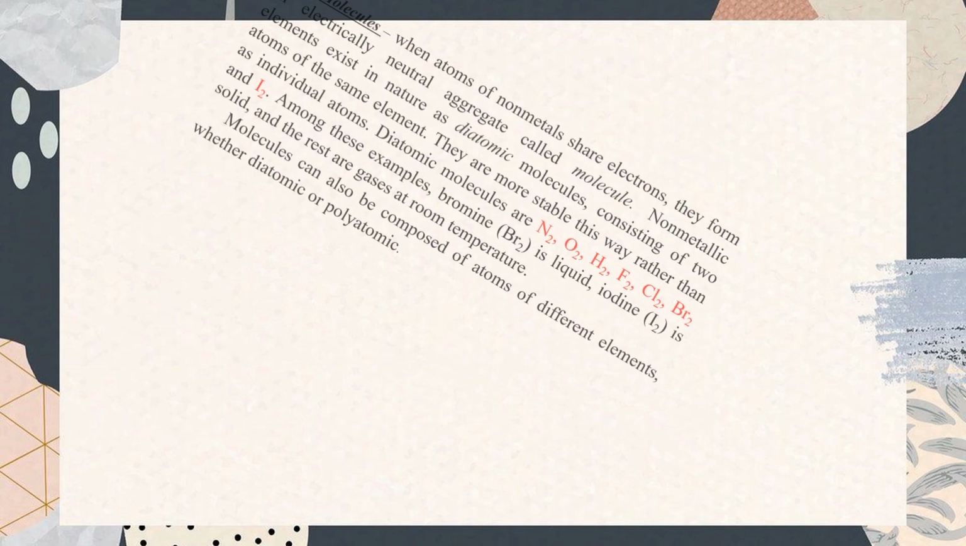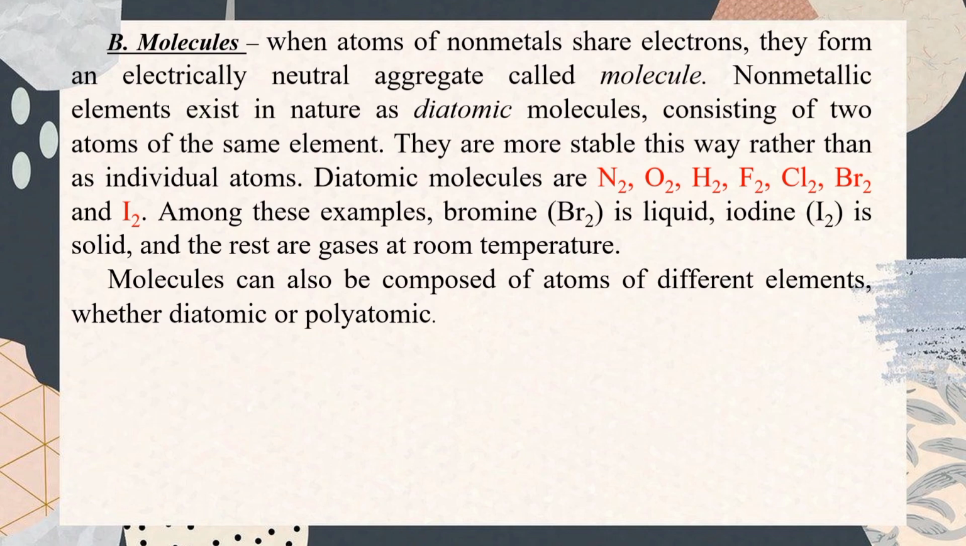This time, let's talk about molecules. When atoms of nonmetals share electrons, they form an electrically neutral aggregate called a molecule. Non-metallic elements exist in nature as diatomic molecules, consisting of two atoms of the same element. They are more stable this way rather than as individual atoms.